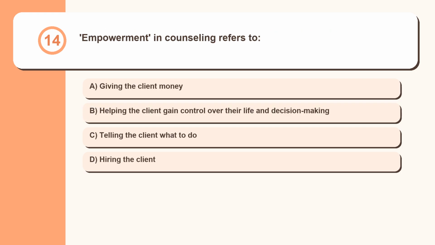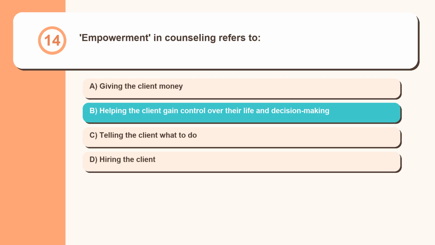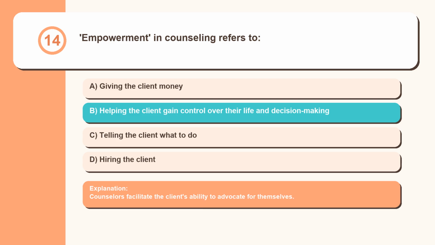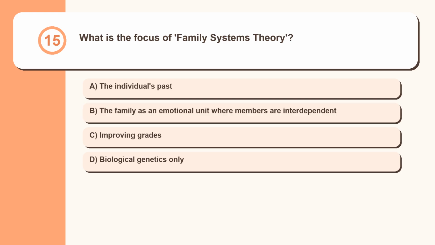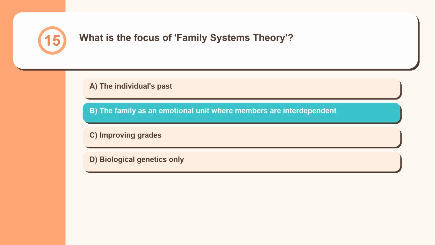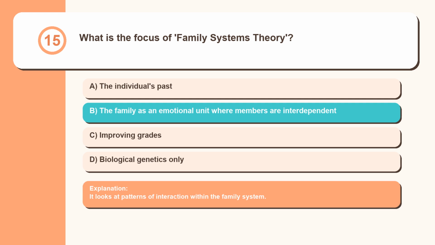Question 14. Empowerment in counseling refers to giving the client money, helping the client gain control over their life and decision-making, telling the client what to do, hiring the client. Counselors facilitate the client's ability to advocate for themselves. Question 15. What is the focus of family systems theory? The individual's past. The family as an emotional unit where members are interdependent. Improving grades. Biological genetics only. It looks at patterns of interaction within the family system.